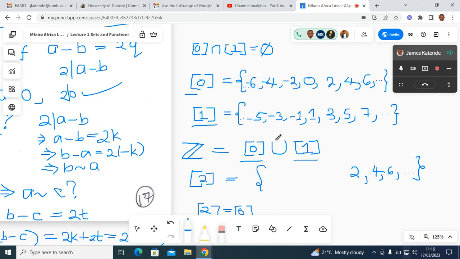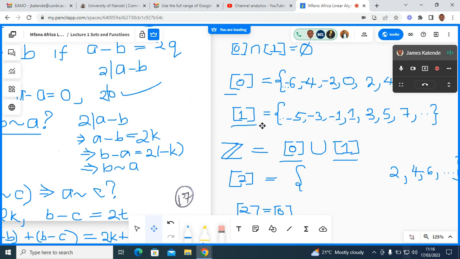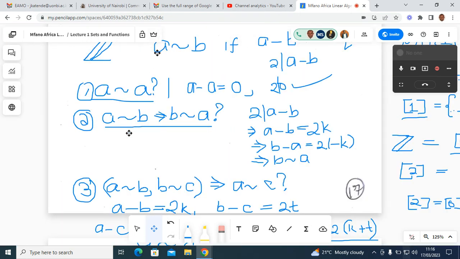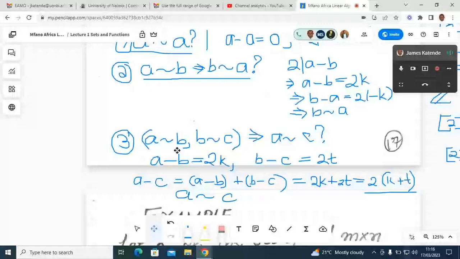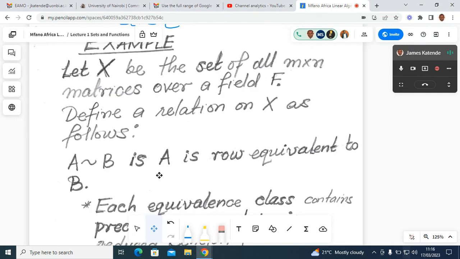So we've been able to illustrate an example of an equivalence relation, and we have also constructed all the possible equivalence classes of that equivalence relation on the set of integers. I don't know if there are any questions on that. So I will go back to the class. Now the notes.